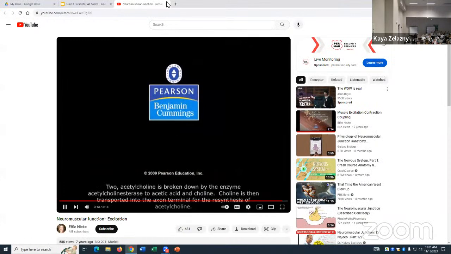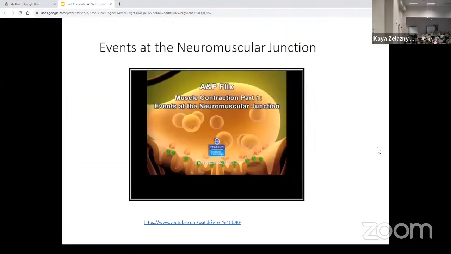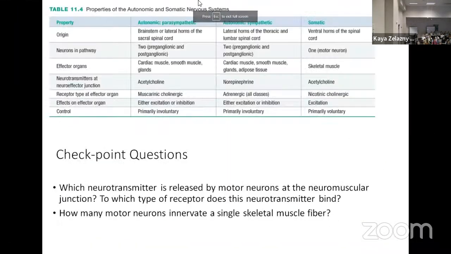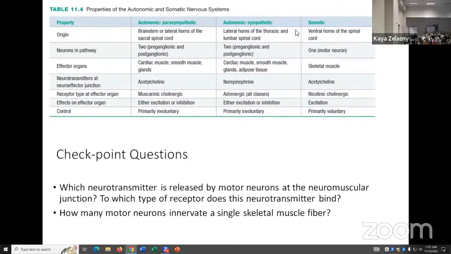All right. So that's our overview of what we talked about last time. And the next thing we have here on a table is just a big comparison of the parts of the nervous system, which we've now talked about pretty much in full.